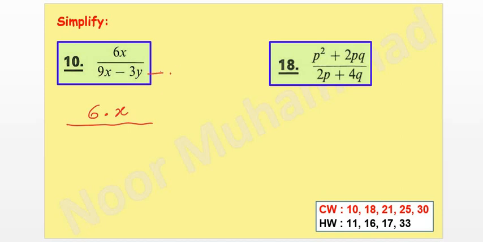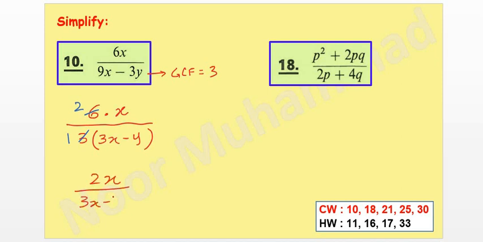So, the GCF here is 3. So, you can pull out 3, right? If you pull out 3, what will be left inside? Here, you will have 3x minus y. And now what can we cancel here? We can cancel this 6 and 3. So 3 times 1 is 3 and 3 times 2 is 6. So finally our answer will be 2x over 3x minus y, right? This will be our answer.